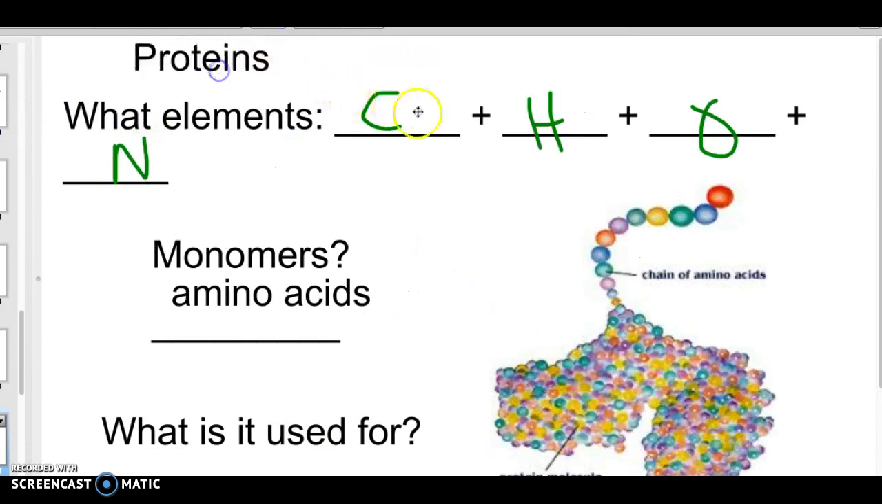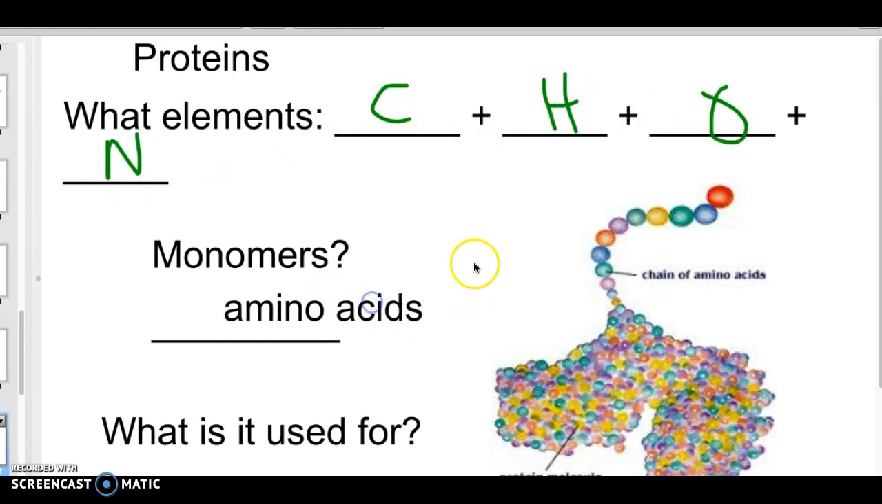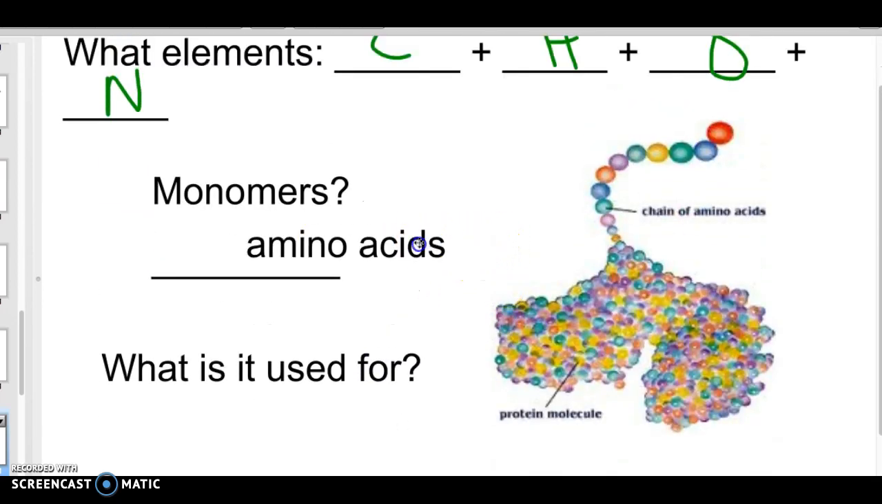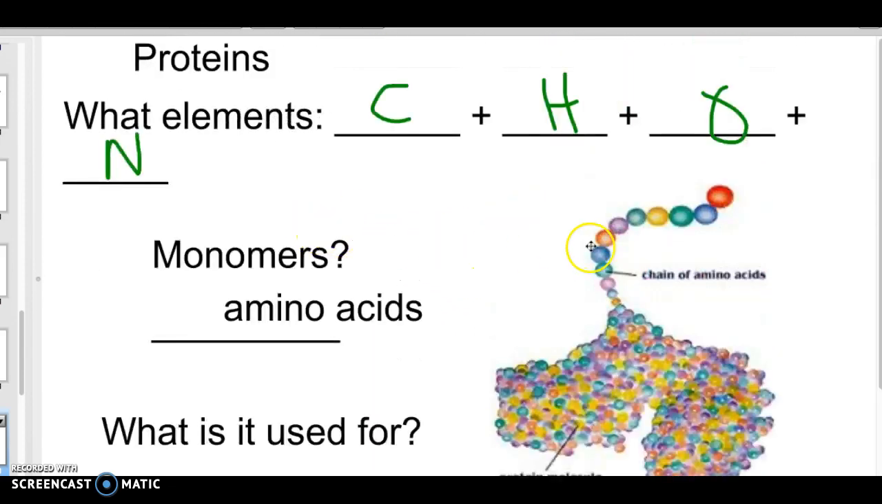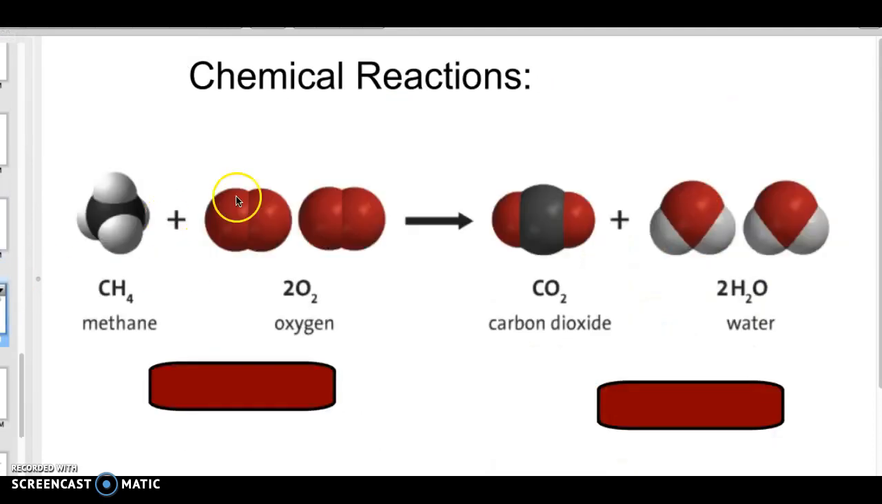Proteins are the last macromolecule. Remember, they have carbon, hydrogen, oxygen, and nitrogen, and they are made up of amino acids. There are only 20 different amino acids in our body, and they're rearranged in different forms to make all the proteins in our body. We need proteins for lots of different things: controlling rates of reactions, making cell structures, allowing things to move in and out of cells, and helping fight disease.